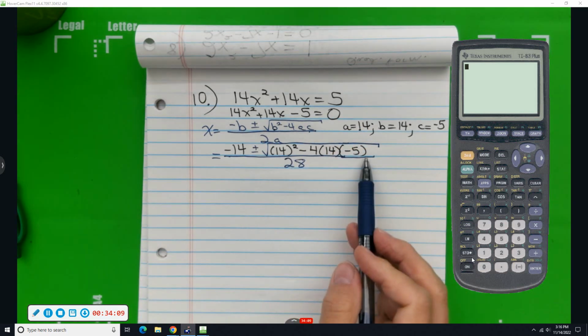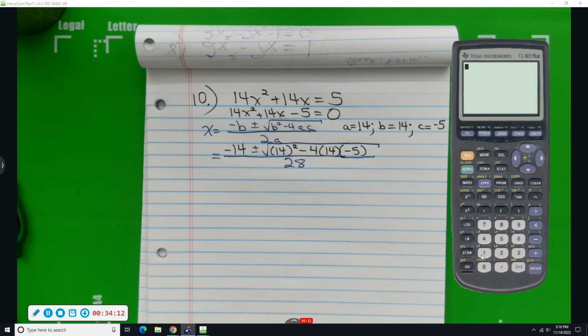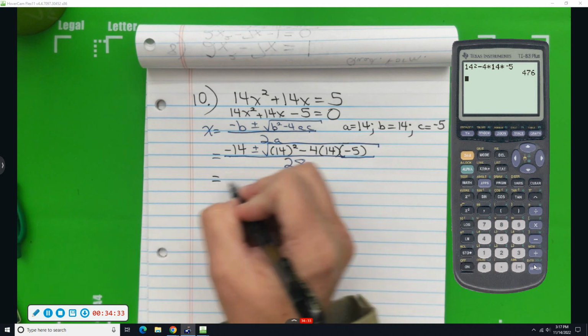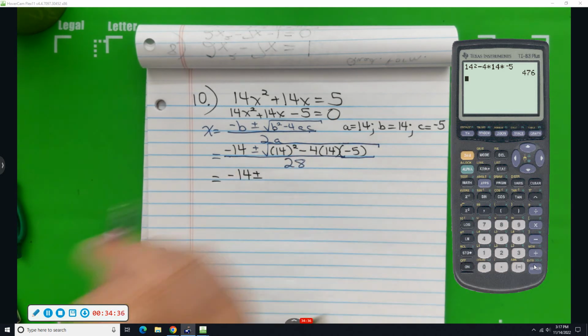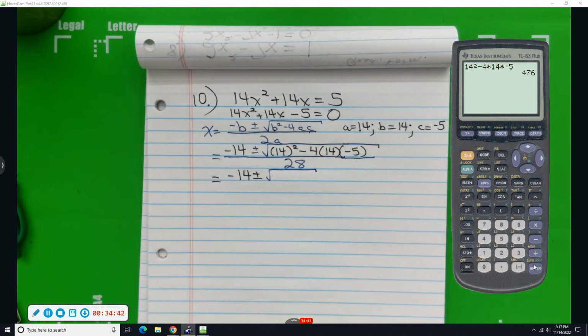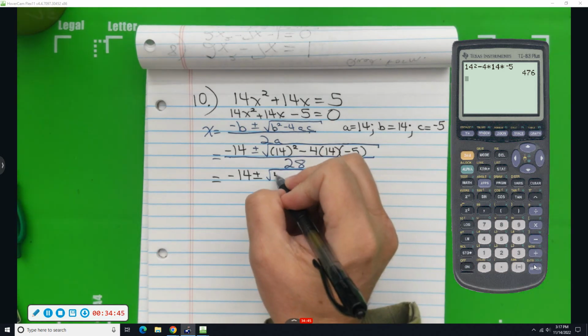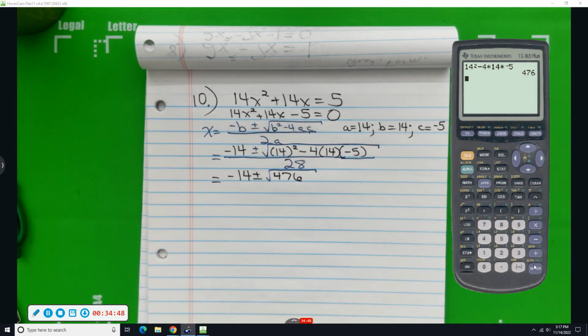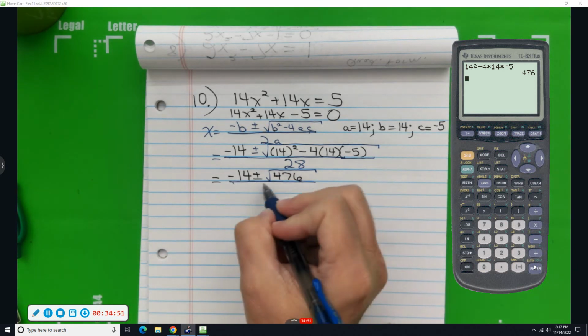Let's work underneath that square root. We have 14 squared minus 4 times 14 times negative 5. That's giving me 476. So we have a negative 14 plus or minus the square root of 476, all divided by 28.